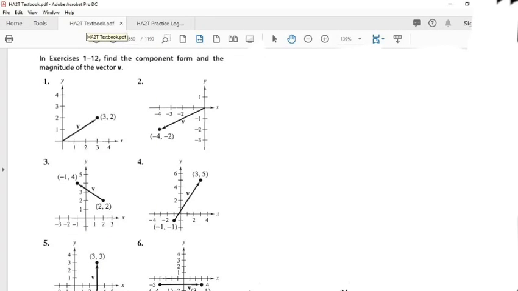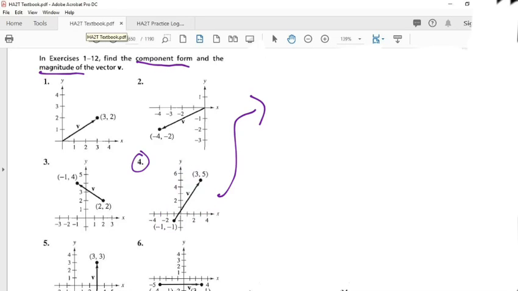Look at all these vectors everywhere. Okay, so we're supposed to find the component form and the magnitude. Component form is kind of like naming the vector, and magnitude is the length of the vector.